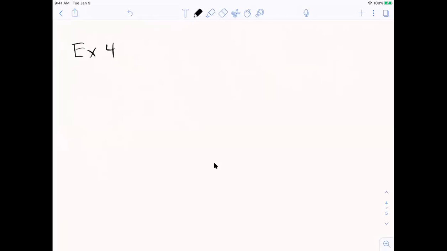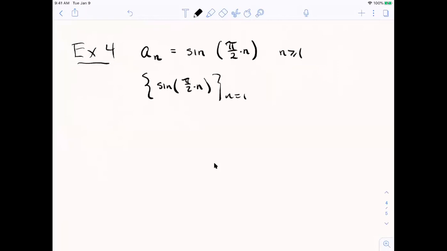Okay, so let me look at one more example. I'm kind of stealing something from your book. Your book is going to ask you to do a couple of problems like this. So here I have some sequence, a sub n, and I'm just going to tell you its nth term. It's the sine of pi over 2 times n. All right? And let's say that n goes from 1 to infinity. So if I wrote this thing down in my sequence notation, I would write just the nth term is sine of pi over 2 times n. And I'm going to let n equal 1 to infinity.